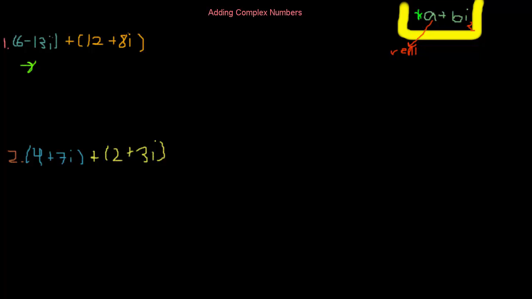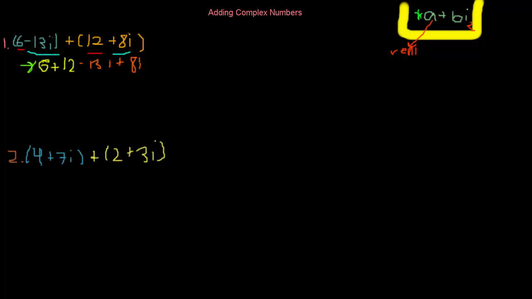So let's find the common terms, and we have a real number here, those are our a values, and so we're going to group them together. So that would be 6 plus 12, right? Okay, what about these numbers right here? We have negative 13i and positive 8i, and so if we can group these together, that would be great. So minus 13i plus 8i.